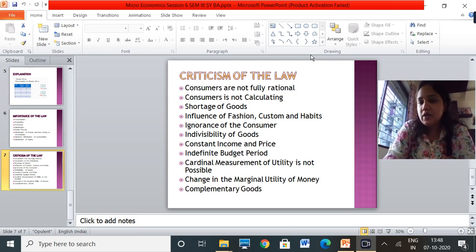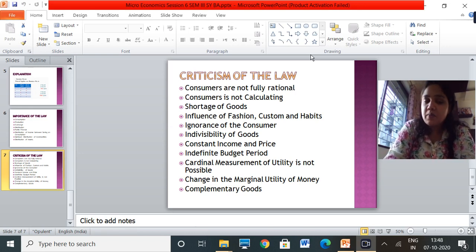Change in the marginal utility of money. This law says that every rupee that you are spending on different types of commodities is giving you the same utility, which is not true. And it does not work in case of complementary goods.